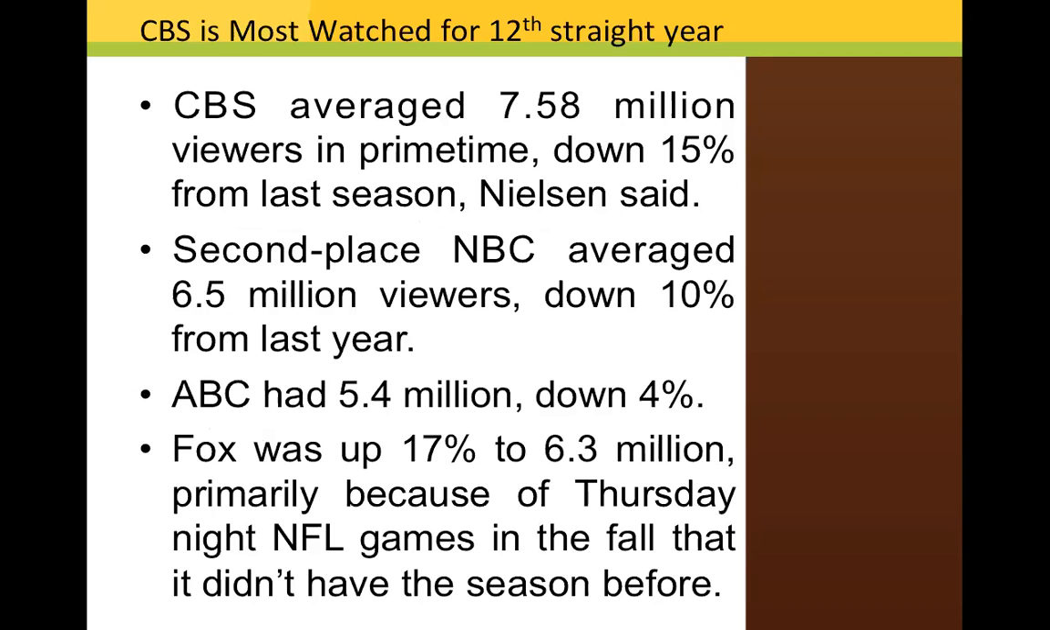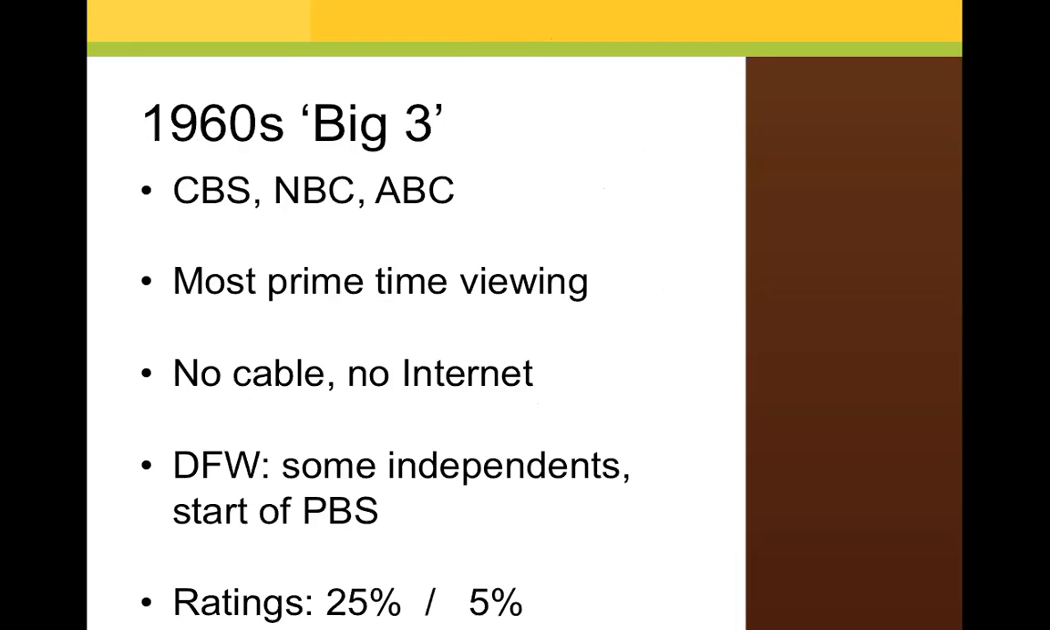Well, those numbers are really low compared to what the networks had in previous decades. The whole idea is to compare that to the 1960s, when it was just CBS, NBC, and ABC that had most of the primetime viewing. There was no cable TV as we came to know it. There was no internet. And so in the Dallas-Fort Worth market, you'd have a few other stations that were independents, and PBS was developed in the late 60s. But if you were watching TV on a Tuesday night in Dallas-Fort Worth in 1968, you were almost certainly watching something on ABC, NBC, or CBS.